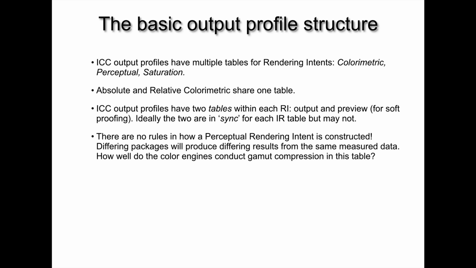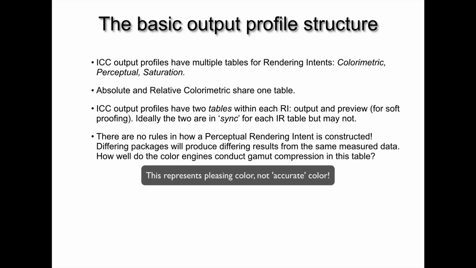Now, in terms of the perceptual rendering intent table, it's important to understand that there are no rules on how this table is built. Differing packages are going to produce different results, even if we send the same measured data from a printer to both products. This is kind of akin to how film in the old days was produced. Some photographers preferred the way Ektachrome appeared versus Velvia versus Agfachrome. The film manufacturers were doing what we could say is perceptual rendering. They produced a color rendering that they felt their customers would prefer.